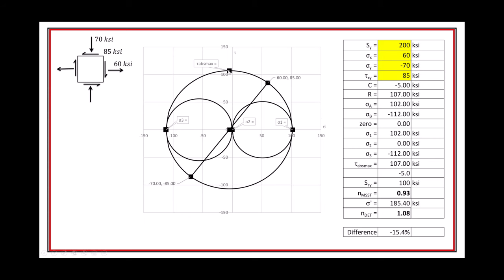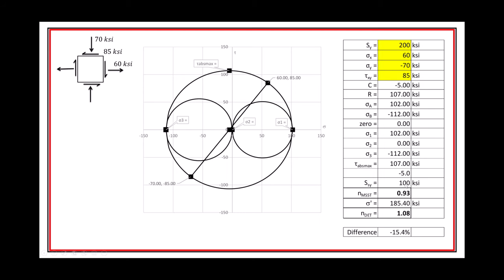Right, and then my tau abs max is going to be sigma 1 minus sigma 3, divided by 2. So I get 107 KSI. And I don't know what that negative 5 is, that number just floating right there.